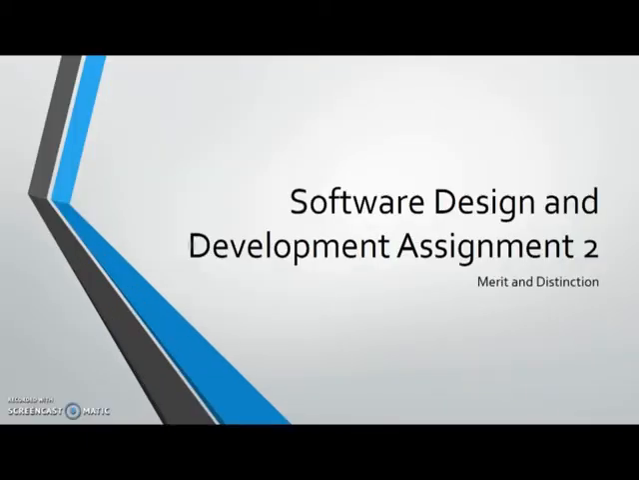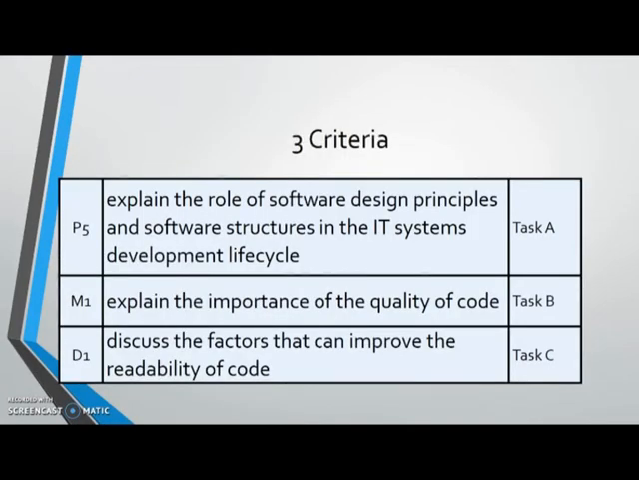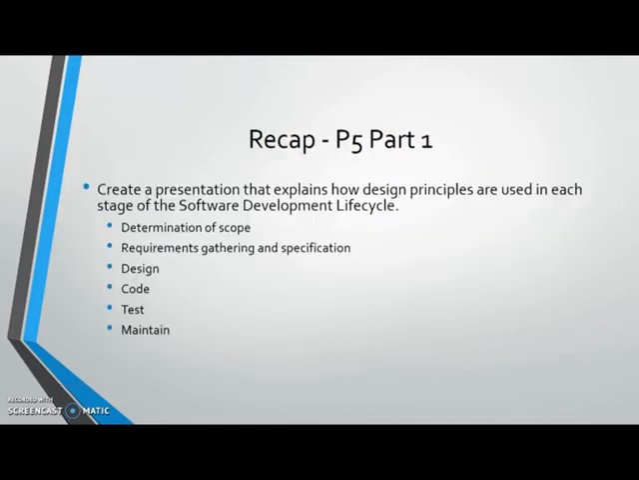So now we're looking at the merit and distinction part of software design development assignment 2. These are the three criteria. Just to remind you, you've got P5, M1 and D1. We're now looking at M1 and D1. So first of all, to explain the importance of quality code, and then to discuss the factors that can actually improve the readability of code.